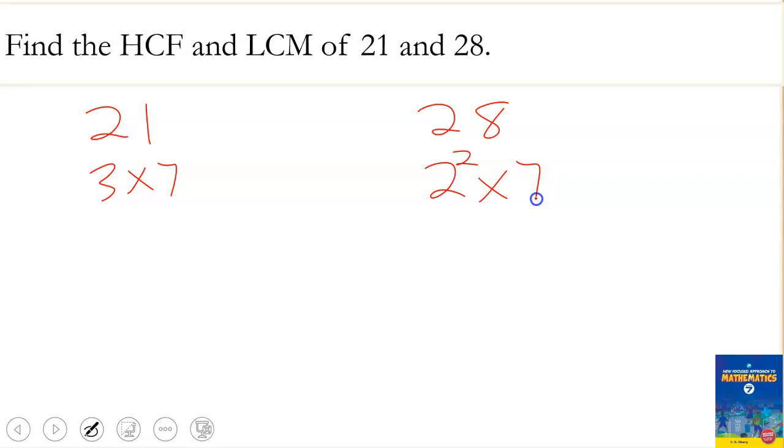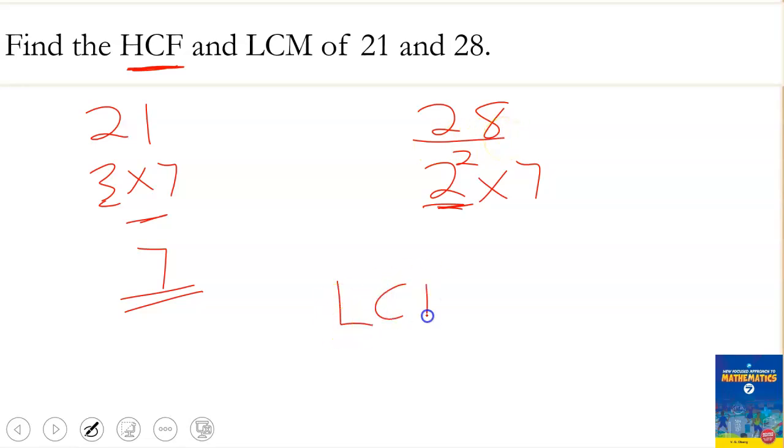Now to find the HCF, we said we look at the common numbers that appear in both prime factors. 3 is here, 3 is not here, so we can't pick 3. 2 is here, 2 is not here, so we can't pick 2, but 7 is common among them, so we pick 7. And then we look at 7, the exponents are all the same, 1, 1, so our answer becomes 7. That means the highest common factor of 21 and 28 is 7.